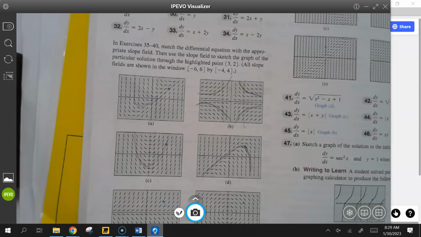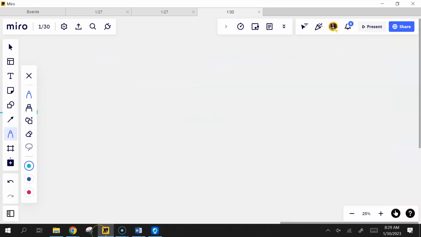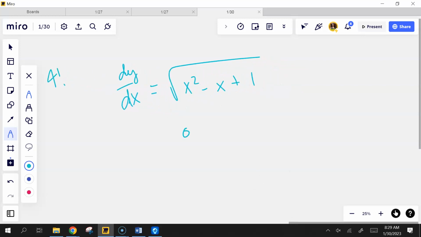How about 41 through 46? Did y'all struggle with those? Yes. Okay. Look at 41 first. Dy dx equals the square root of x squared minus x plus 1. How about at 0, 0? What's my slope look like? 1.